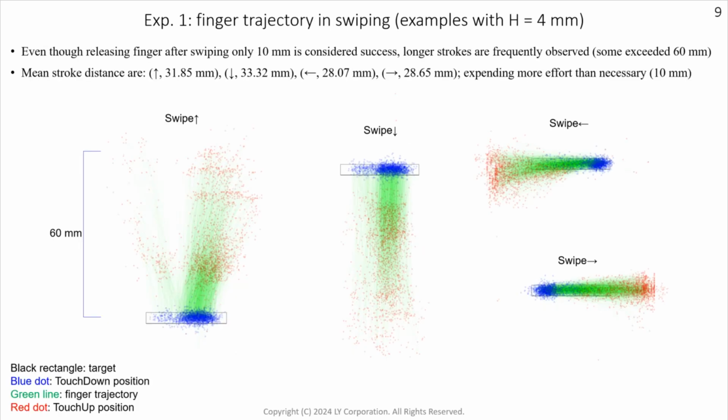Next is the analysis of finger trajectory for swiping actions. An interesting point is that although the required swipe distance was only 10 mm, many participants executed much longer strokes. On average, swipes were around 30 mm and sometimes over 60 mm. This indicates that the participants exerted more effort than necessary.